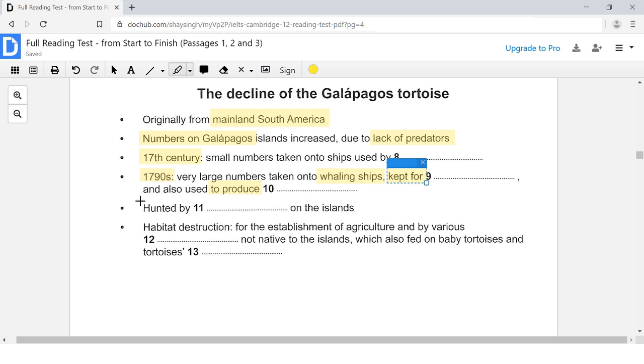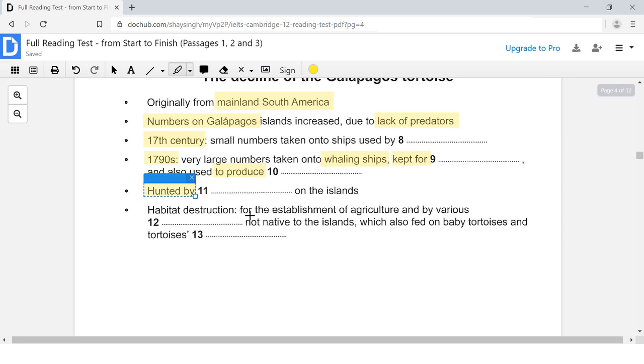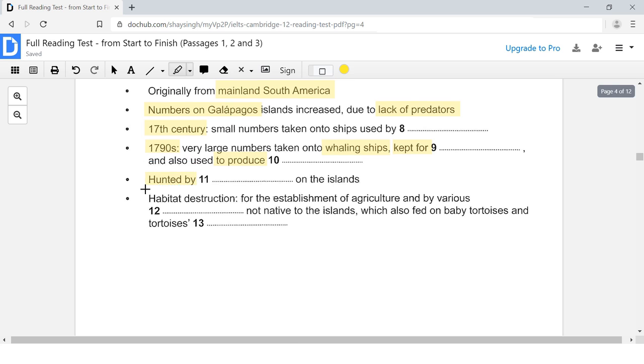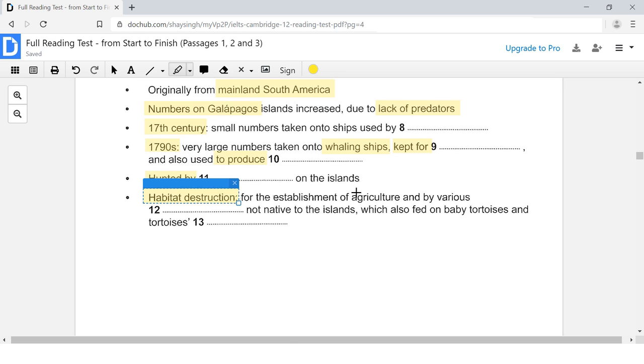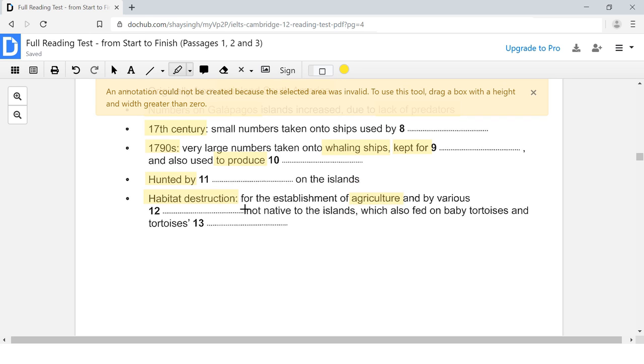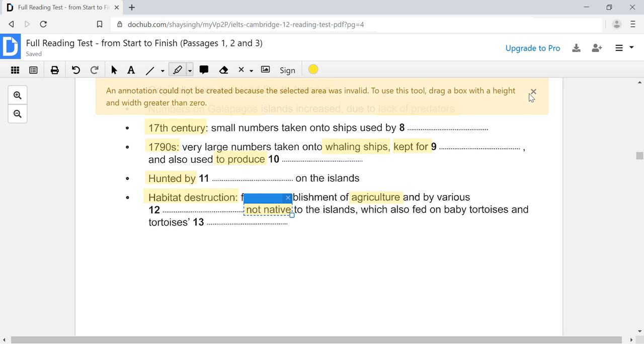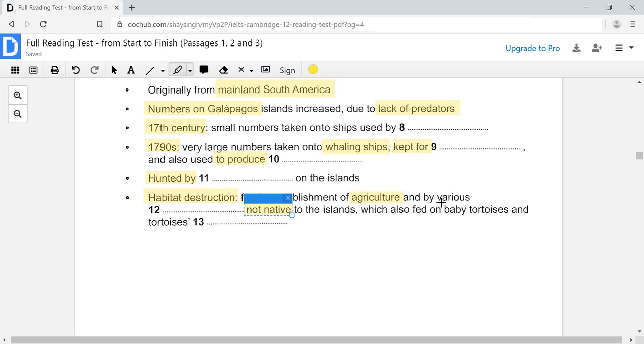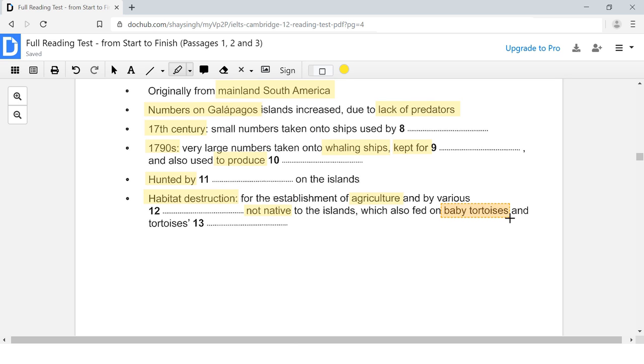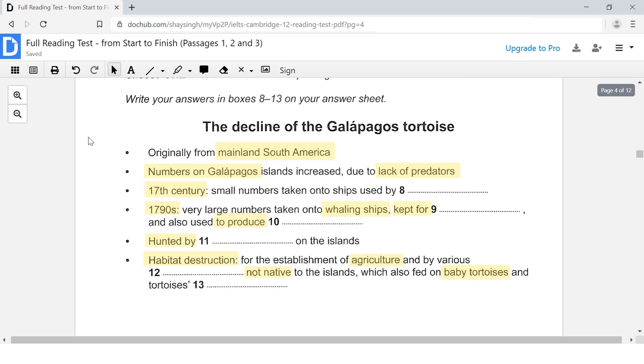Question number 11, something about being hunted by someone, right? They have to be hunted by someone on the islands. Number 12, habitat destruction, establishment, agriculture is going to be easy to find. Various, dash, not native. Baby tortoises, that will be easy to find as well. All right, so we have all of our keywords now.